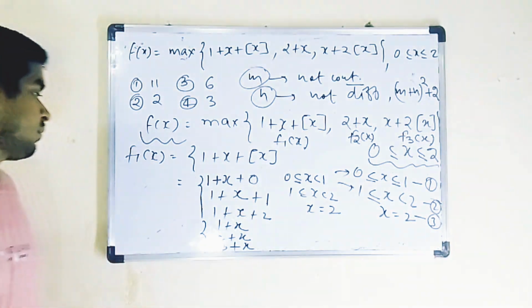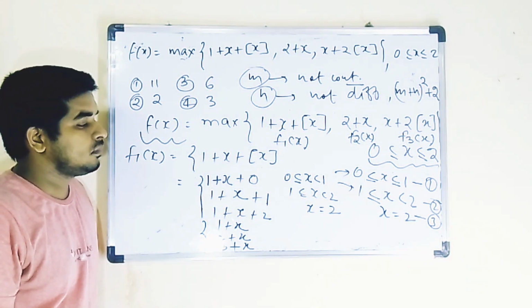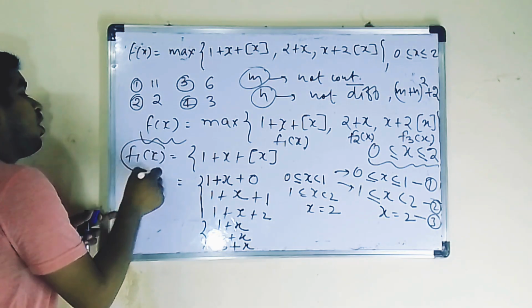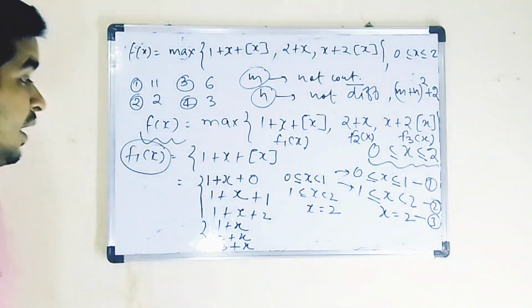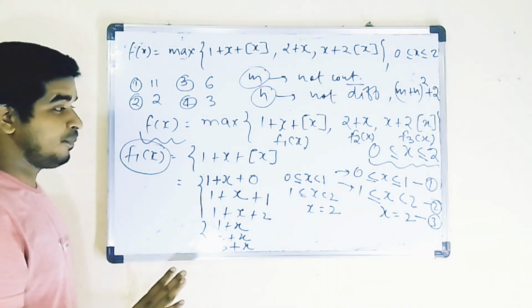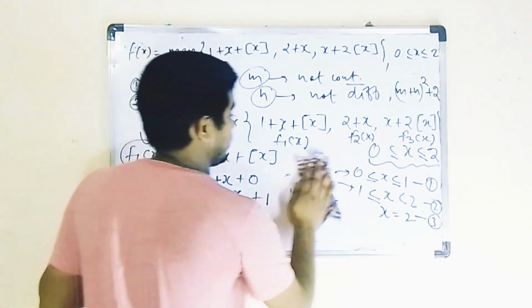Agree? Yes, sir. So this is exactly what f1 of x only. In the same way, we need to define f2 of x and f3 of x, because we need a space. So I am erasing this portion.